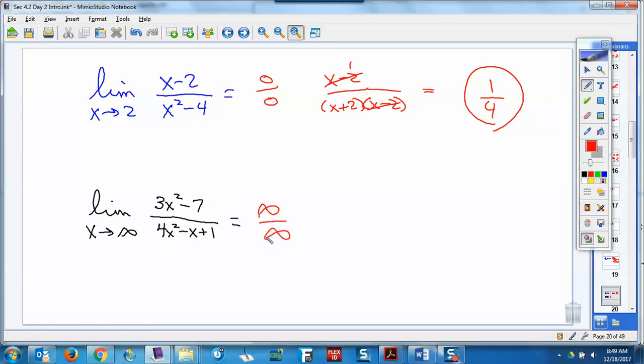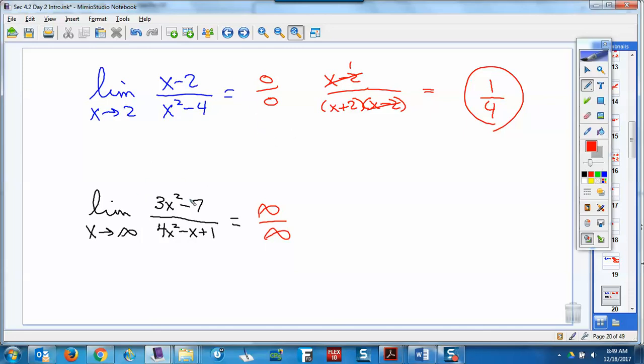If we're going to do a direct substitution with infinity, this is getting really big, this is getting really big, right? Top, bottom, both getting really big, infinity over infinity, right? But that's not 1, just like 0 over 0 is not 1. It means keep going, okay?